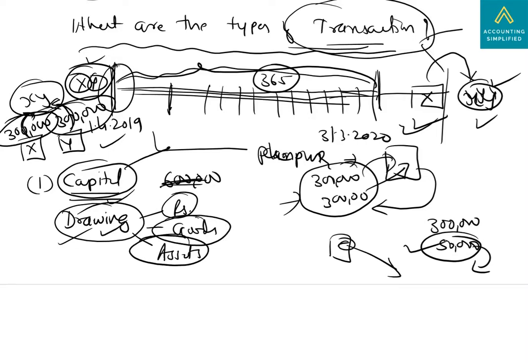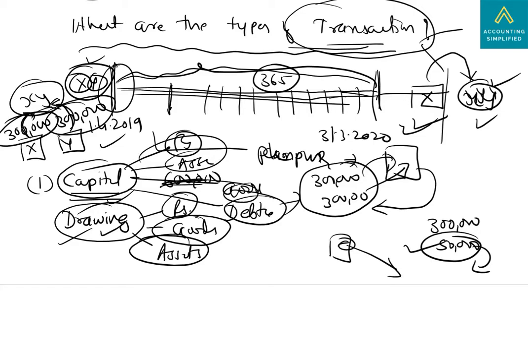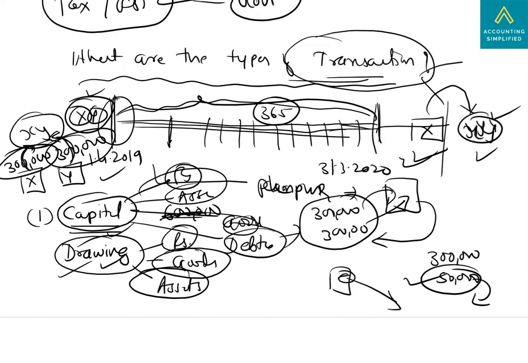In capital also, it is not only rupees, it can be assets, it can be goods. Okay, it can be debtors, right? Debtors, it can be in any form. Okay, sir, we understood this first transaction. This is an internal transaction between the businessman and the business. Okay, sir, we understood. Any other points, sir, in these transactions?